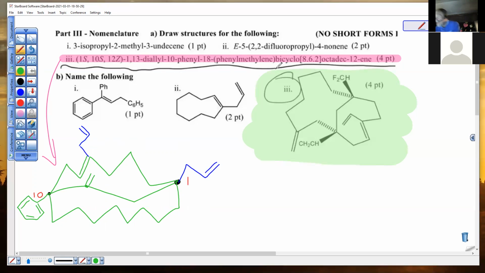There's a phenyl on it. Well, you can't put a phenyl here. That'd be an octet violation. It's got to be here. Does he have room to draw a phenyl? That's the question now. Yeah, I do if I draw it like over here.